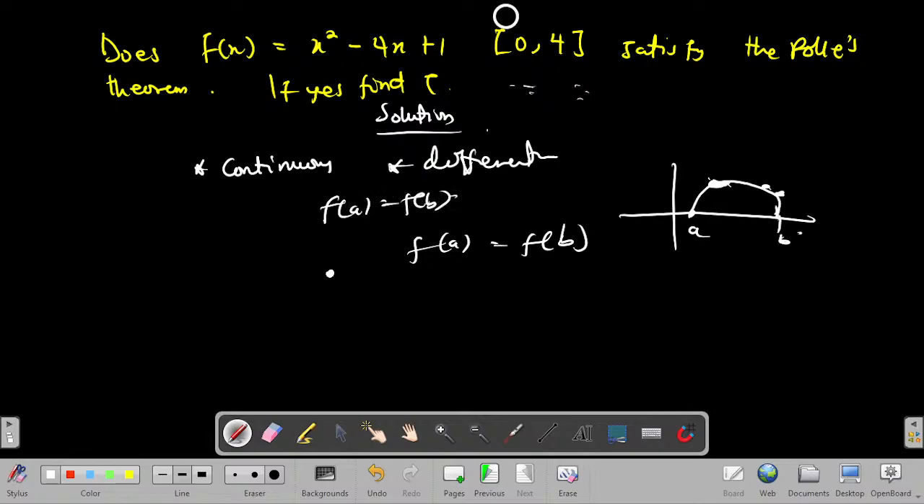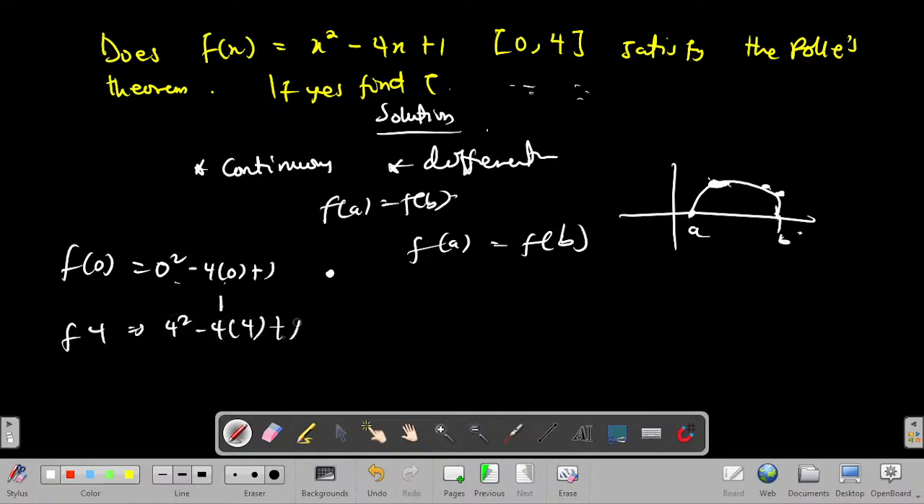So here was our a and b. f of 0 is 0 squared minus 4 times 0. Then f of 4, I have 4 squared minus 4 times 4, which is also 0.